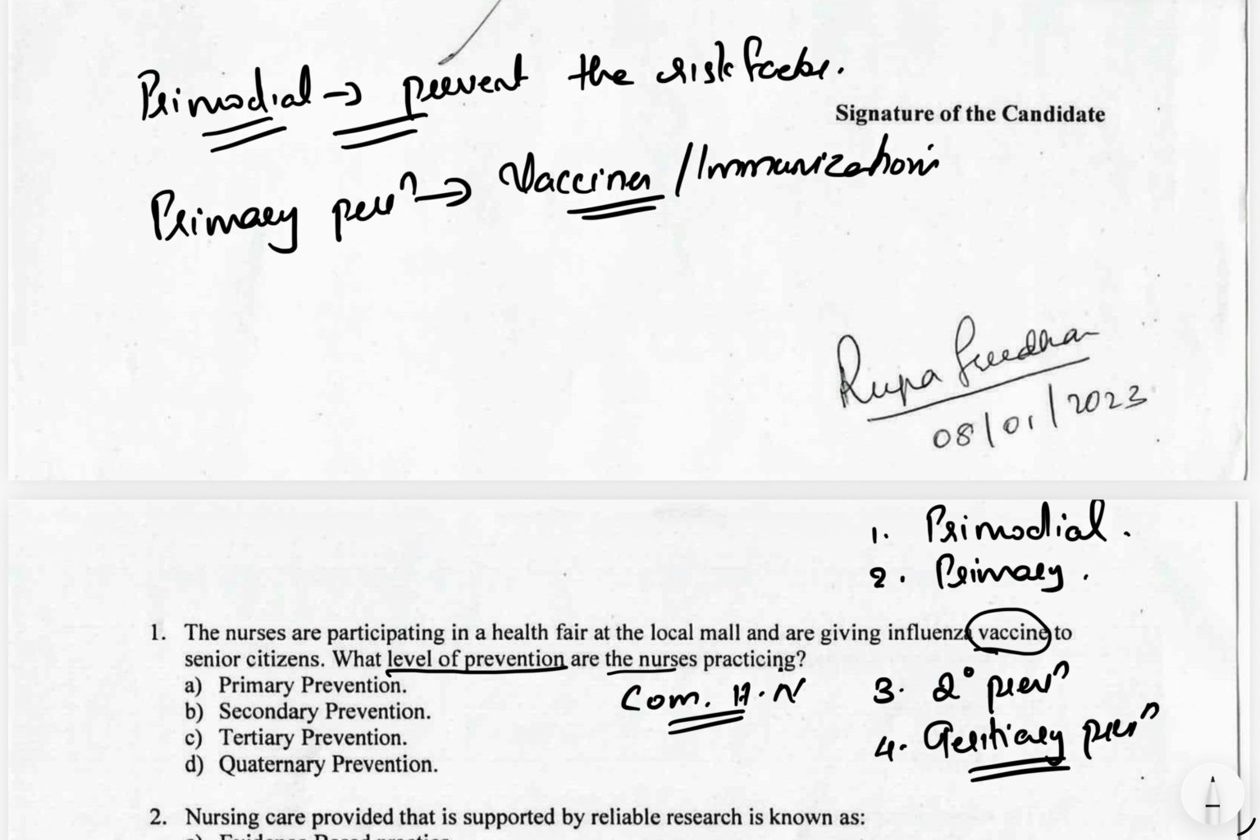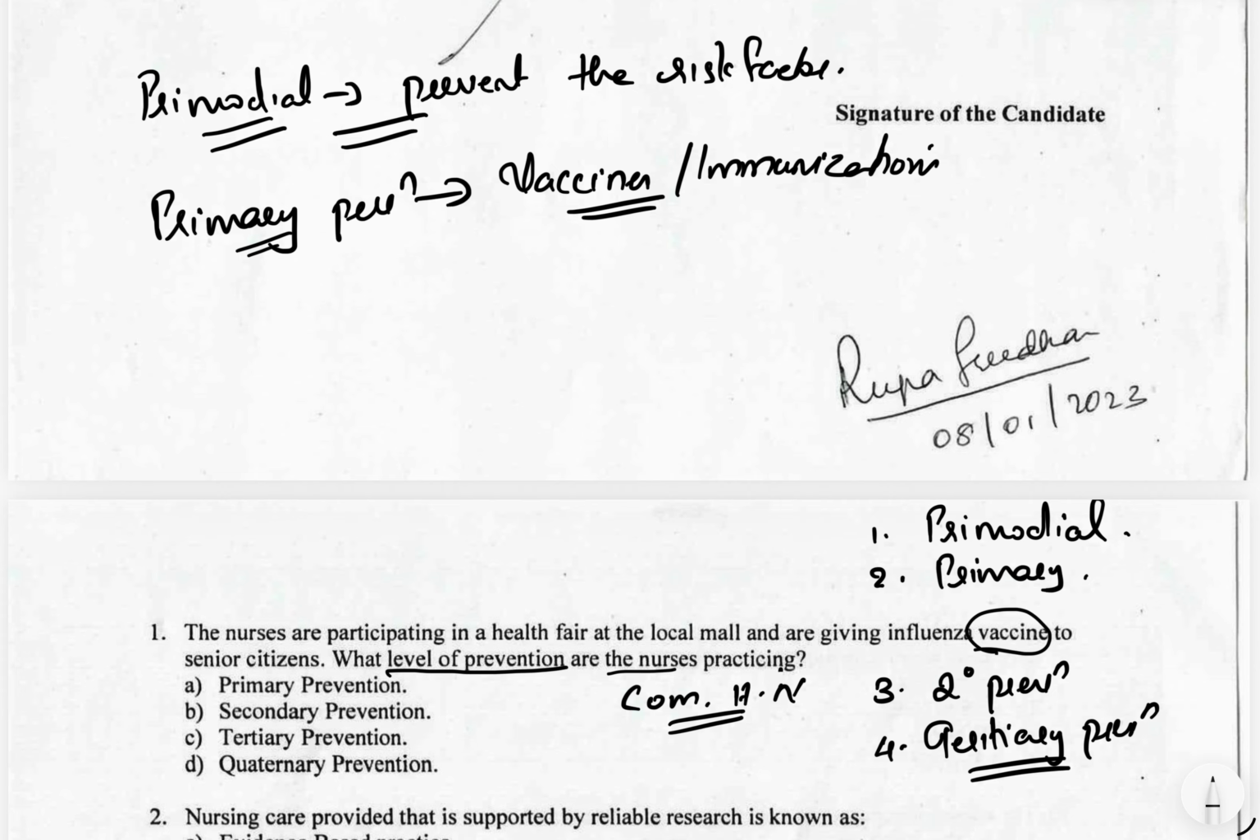Coming to the same example again, if I am not a smoker and still you are coming to me and giving health education about the bad effects of smoking, that is primordial prevention. If I am a smoker, I do smoking, and you are coming to me and telling me that this is not going to help you, you need to go and quit smoking and all these things, that is primary prevention because I am already at risk. Remember one thing, that all the vaccinations and immunizations come in primary prevention because they are all at risk. We are giving vaccination to people who are actually at risk.